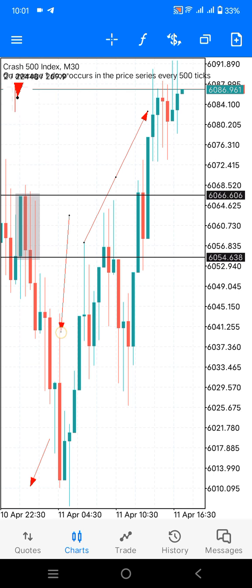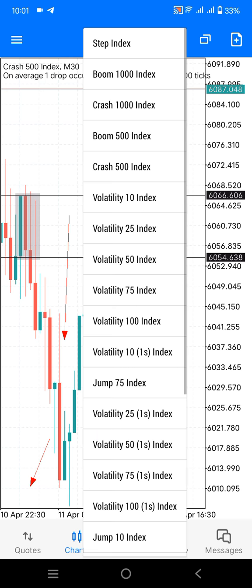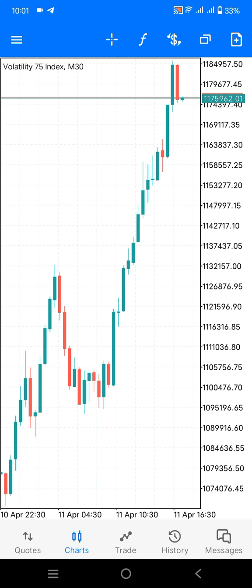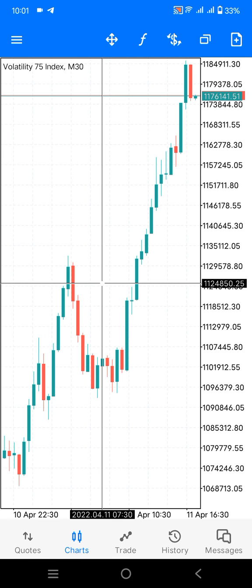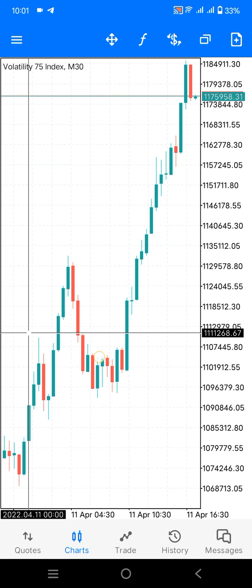And once you have a trade in profit, just simply go and set a trailing stop. Let's move on to the next index, which is the 75 index, very popular. The same thing, we are going to check the start of the day, check the cross here, and here is the candle, the start of the day candle.